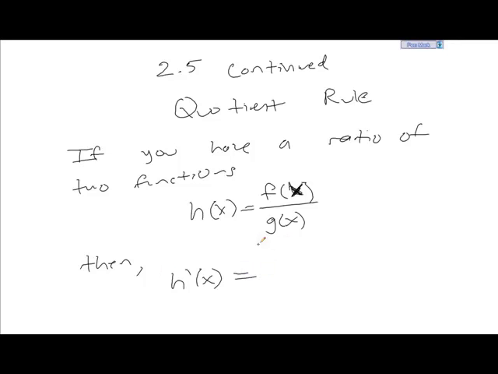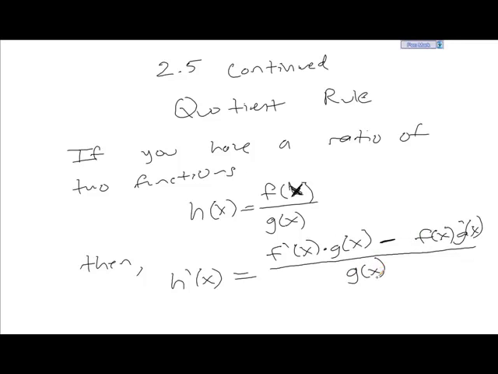So the derivative of h of x, which we're calling h prime of x, is f prime of x times g of x, and then f of x times g prime of x. The reason I'm not putting a sign in between is I want you to notice that this looks just like the product rule, except that instead of being f prime g plus f g prime, it's going to be f prime g minus f g prime. And yes, in fact, it does have to have a denominator as well. In this case, the denominator is going to be g of x squared.